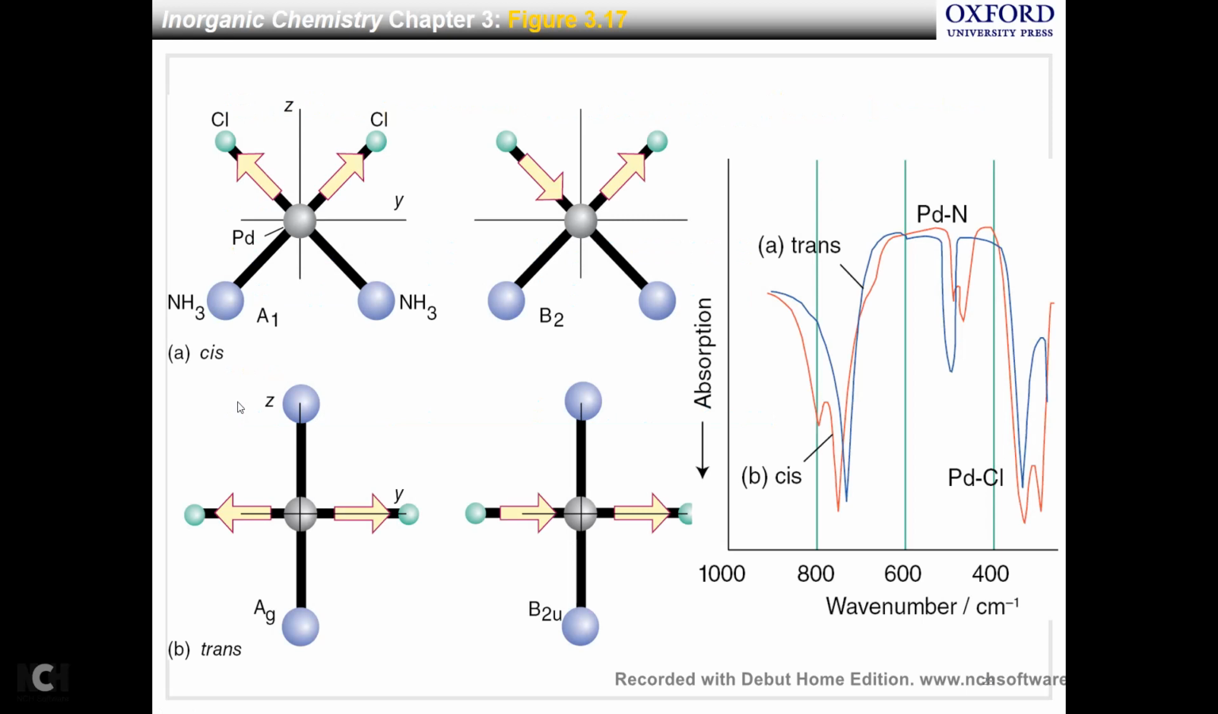One more example. In this case, we have a transition metal complex. We have palladium in the center bonded to 2 chlorine ligands and 2 ammonia ligands. And then we have 2 different conformations: cis versus trans. In the cis conformation, the 2 chlorine atoms are on the same side. And over here, this is trans, the 2 chlorine atoms are on opposite sides.